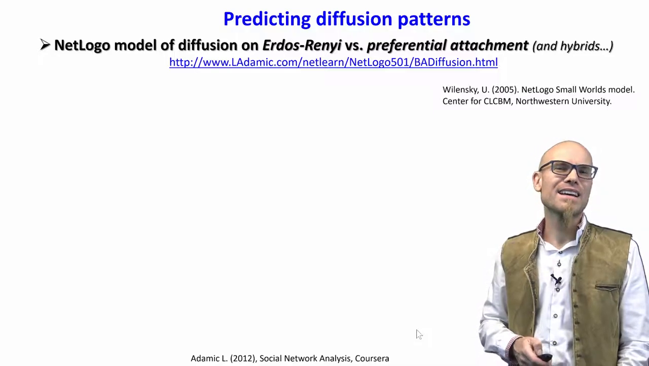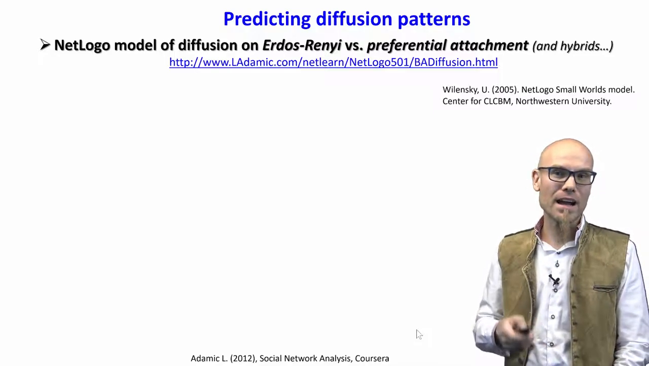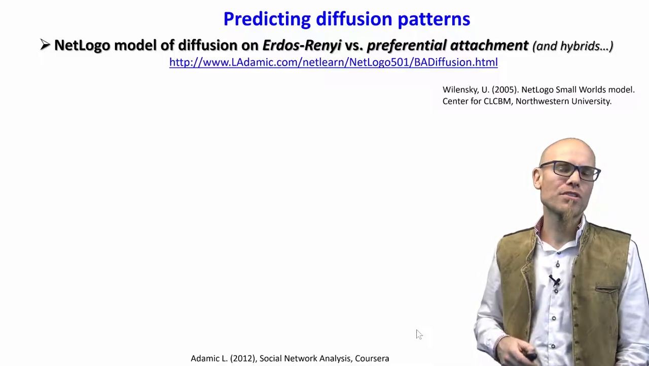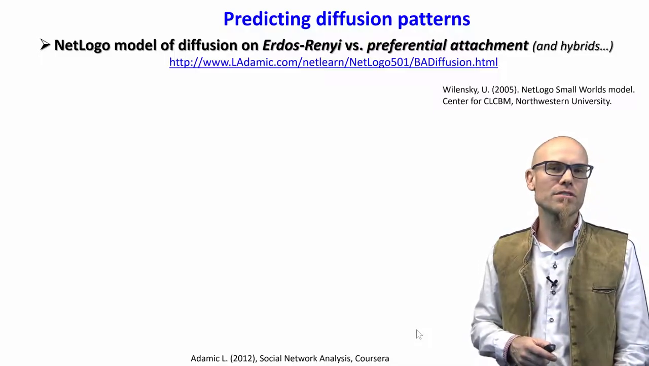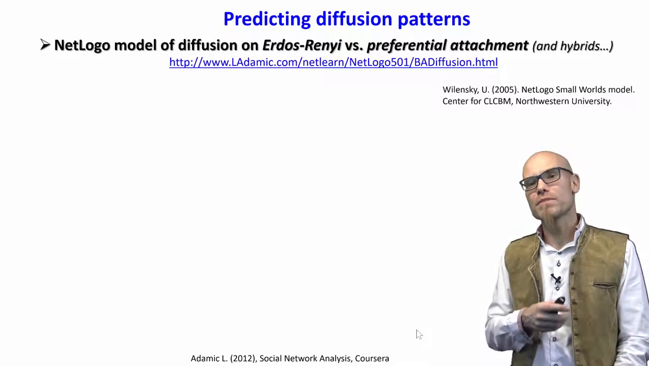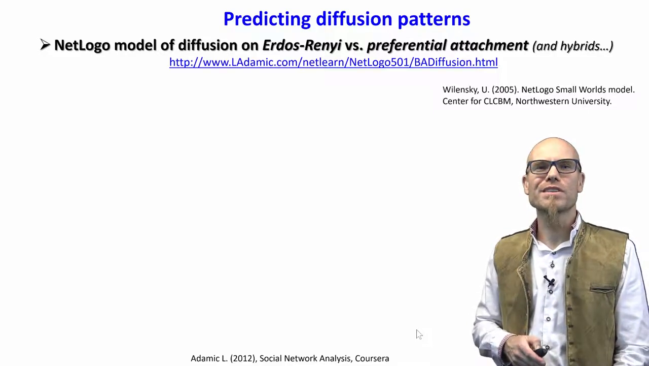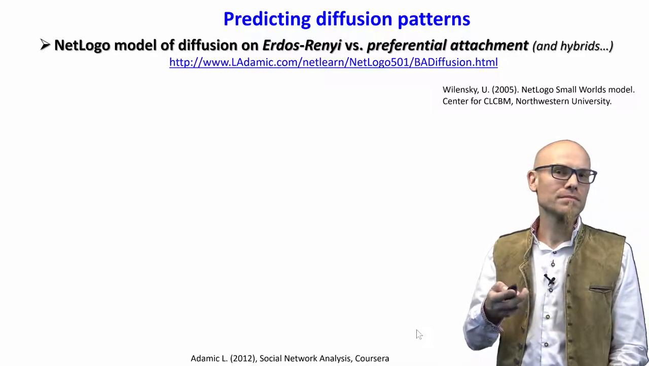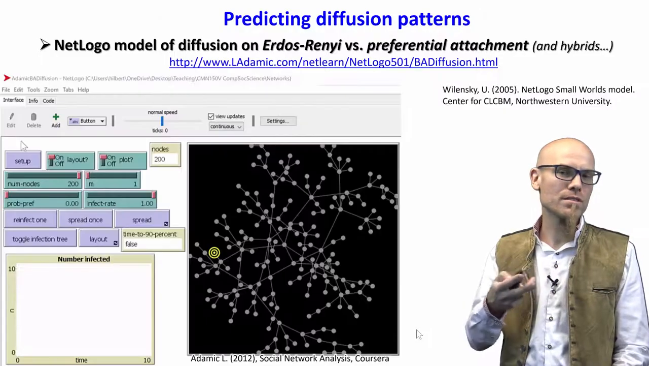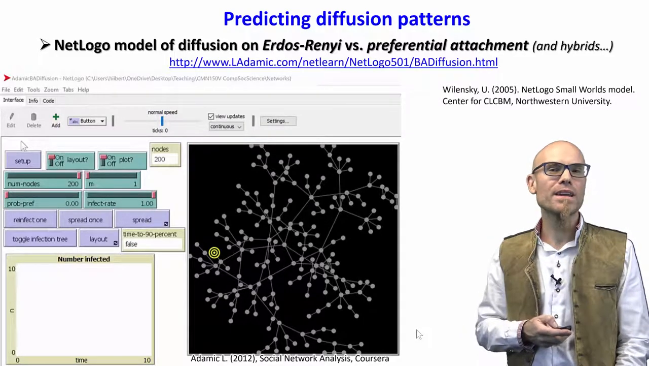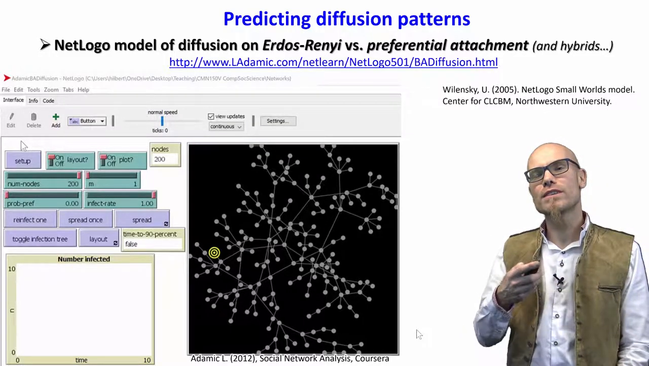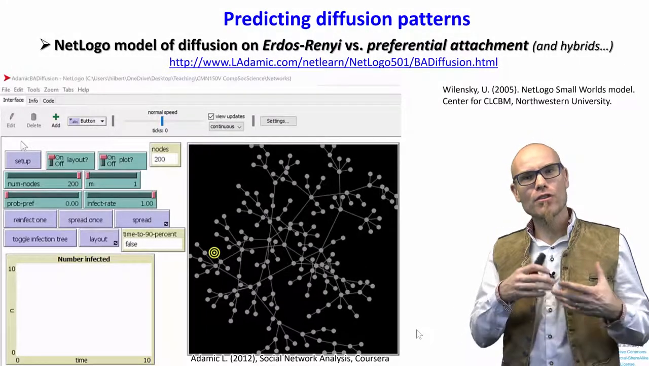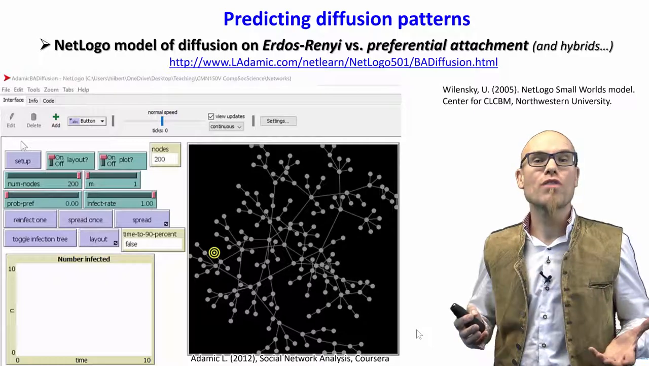And this is from Lada Adamic, who right now works at Facebook. She did a Coursera online course when she was still at the University of Michigan. She programmed this very nice app that I want to play with right now, and that allows us to see how something spreads on a network, a disease or an opinion, according to the different network configurations.